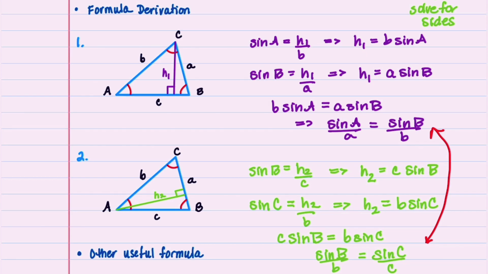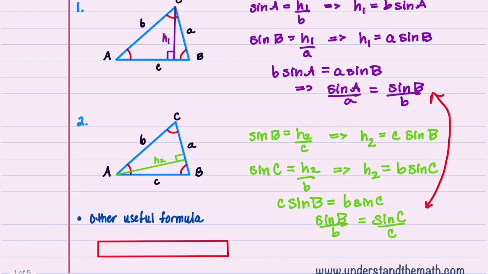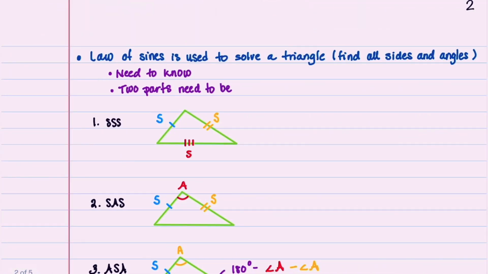The other formula that we're going to use along with the law of sines is the formula that states that all 3 angles of a triangle have to add up to 180 degrees. So we can write that as A plus B plus C has to be 180 degrees. We'll use this when we know 2 angles and we need to find the third angle.